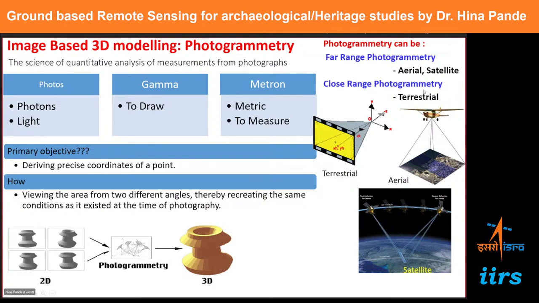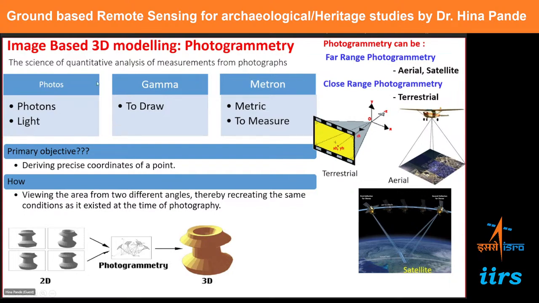close range photogrammetry. Now, as you can see, the camera axis in both aerial and satellite photogrammetry is vertical, whereas in the terrestrial method, it is horizontal. Right? So your axis systems will be placed like this. So we are measuring depth here in this direction. We are measuring height or depth here in this direction.